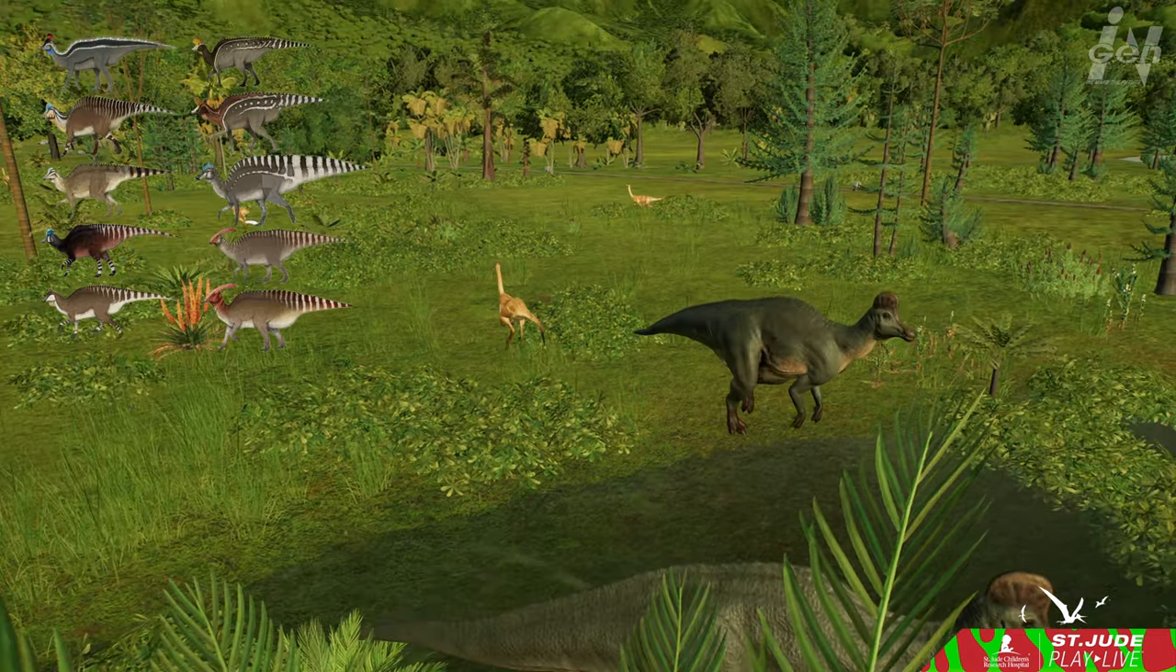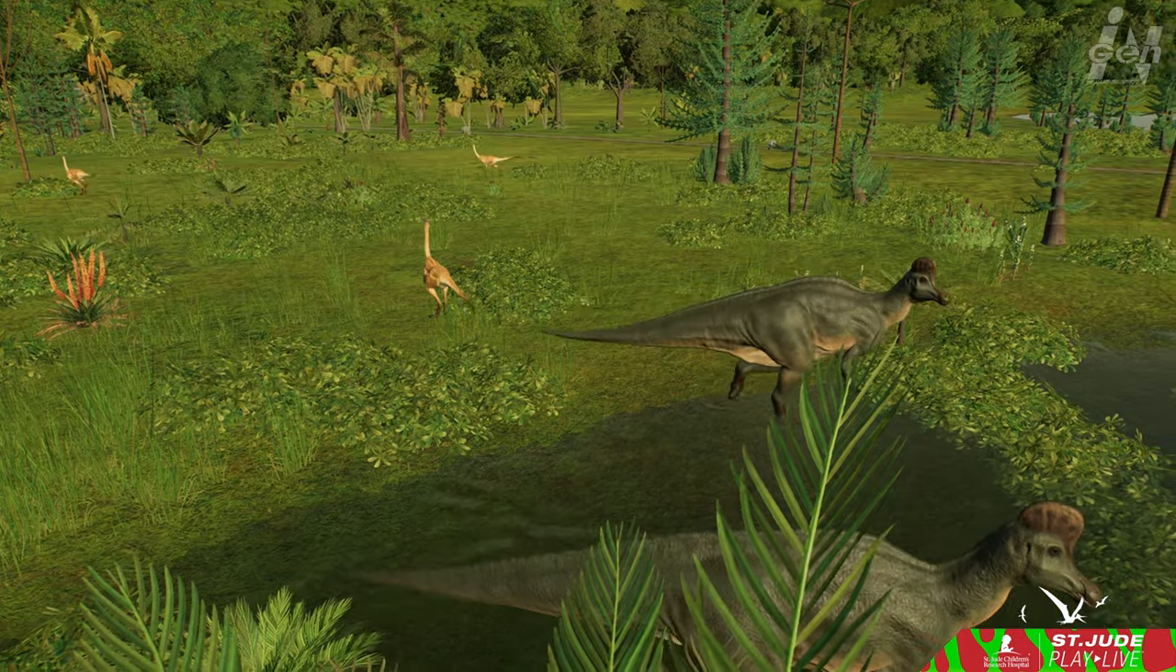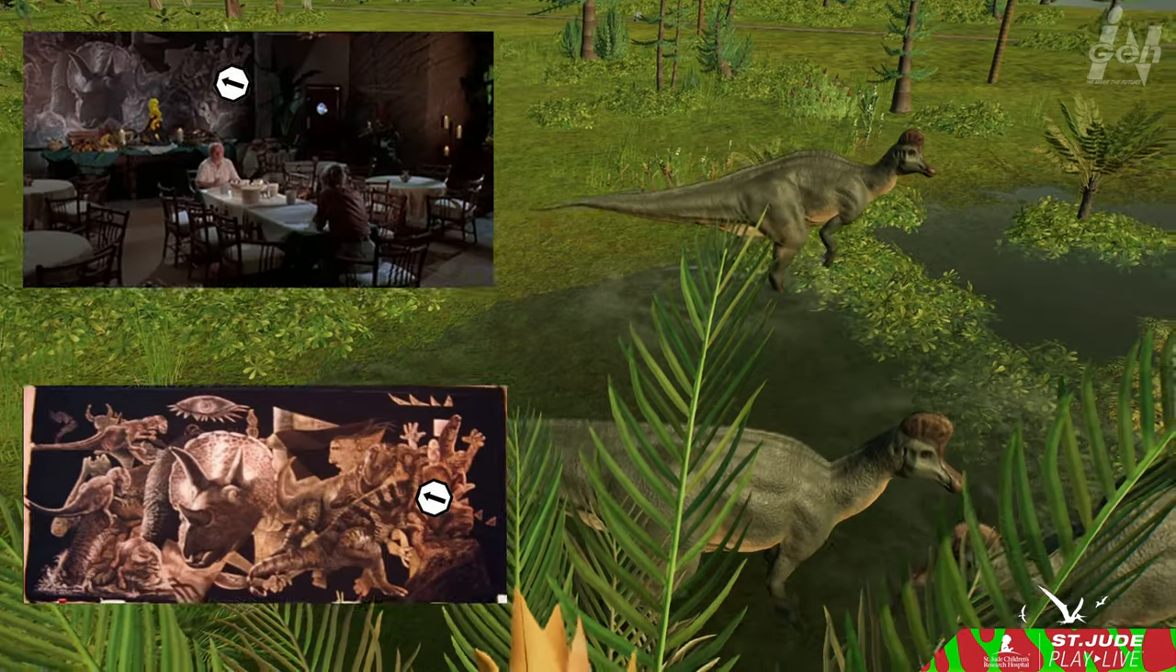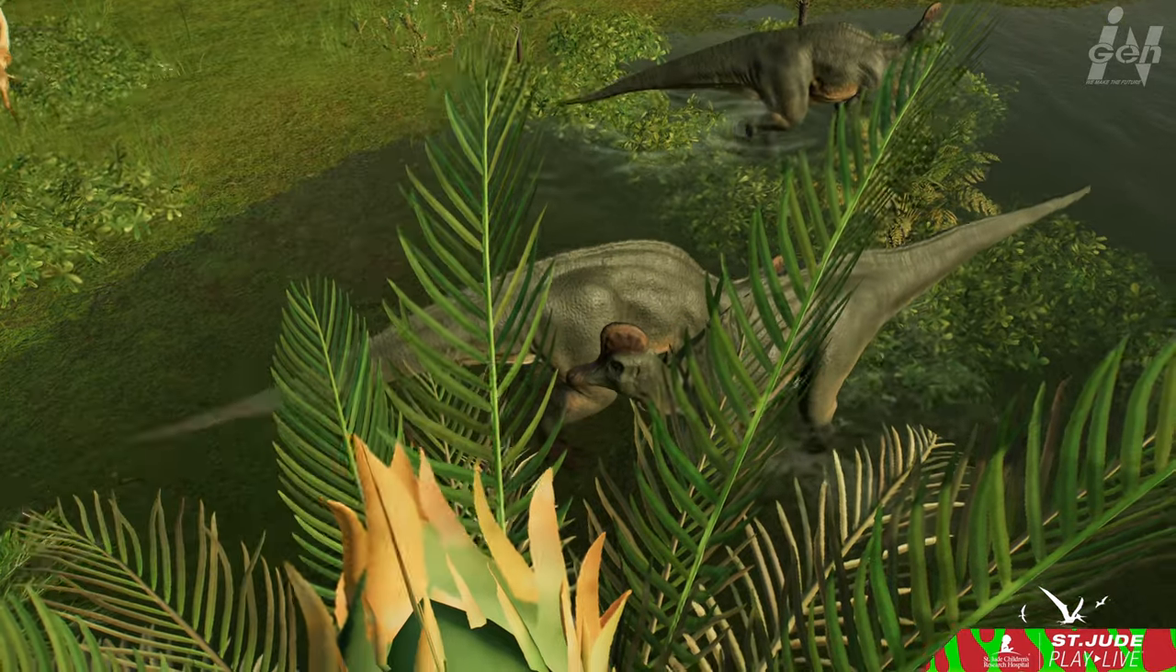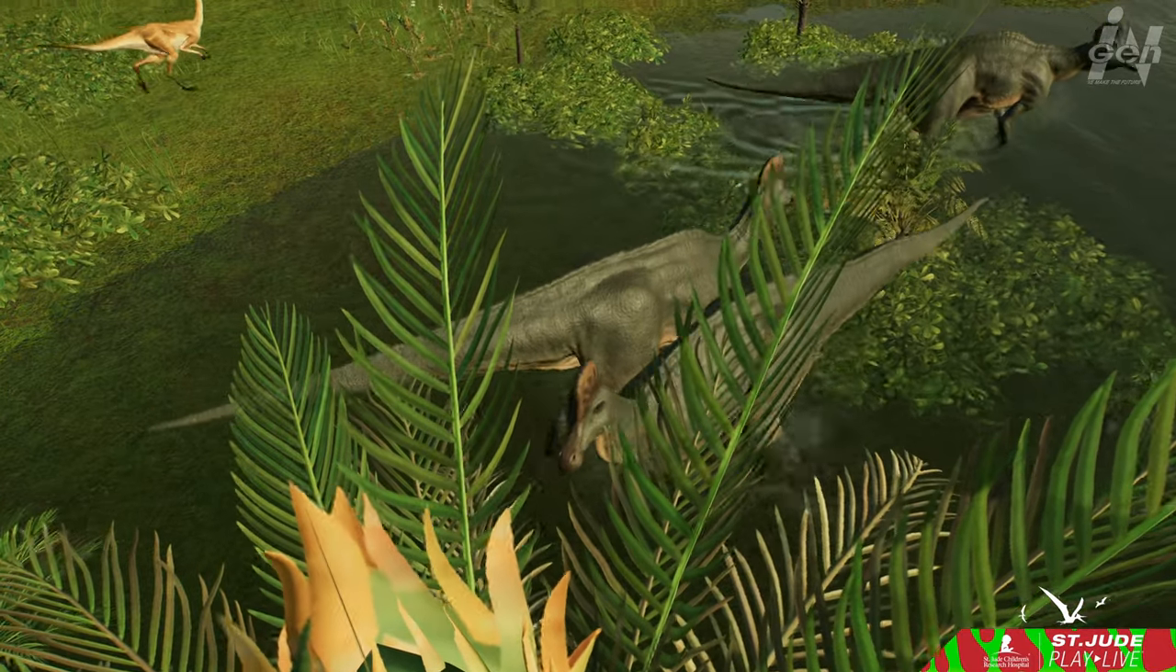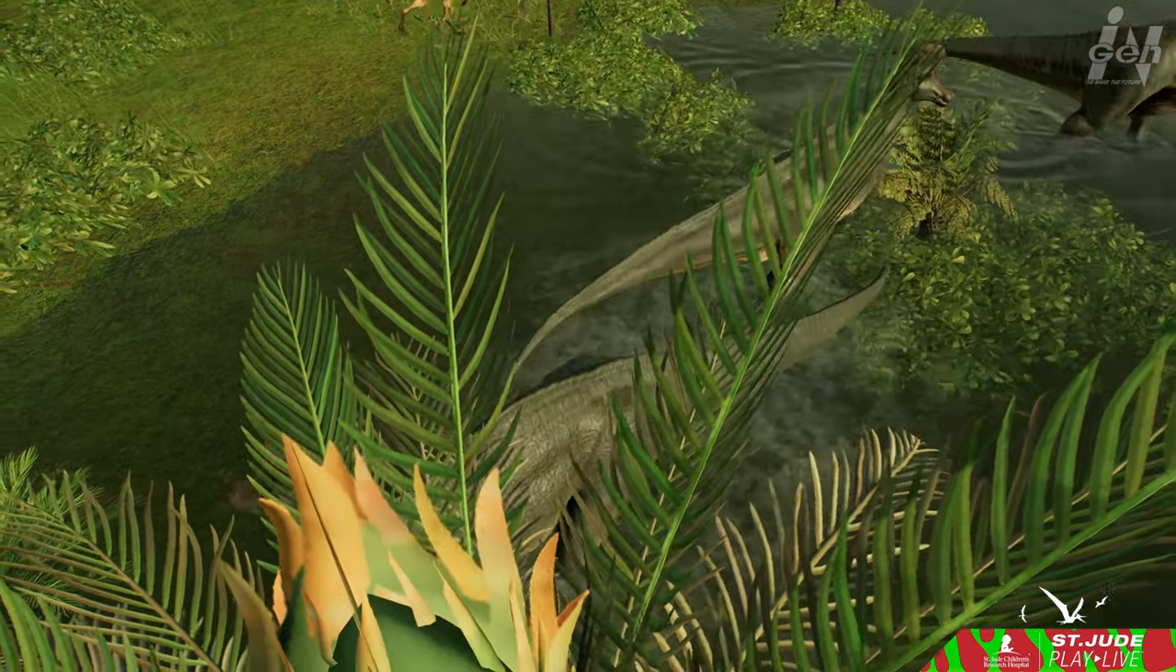In the Jurassic Park franchise, Corythosaurus made an early appearance as one of the dinosaurs seen on the mural in the Visitor Center restaurant in Jurassic Park. However, its most notable appearance was in Jurassic Park 3 when it appeared in two scenes.